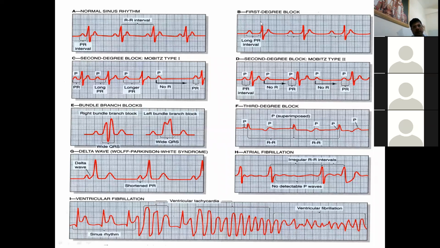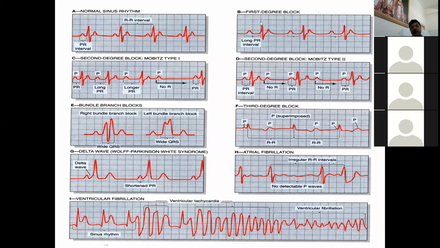Heart blocks are blocks in the conducting system. Blocks in the conducting system are of three types: first degree heart block, second degree heart block, and third degree heart block, also called complete heart block. Understood? What are the three types? First degree, second degree, and third degree.